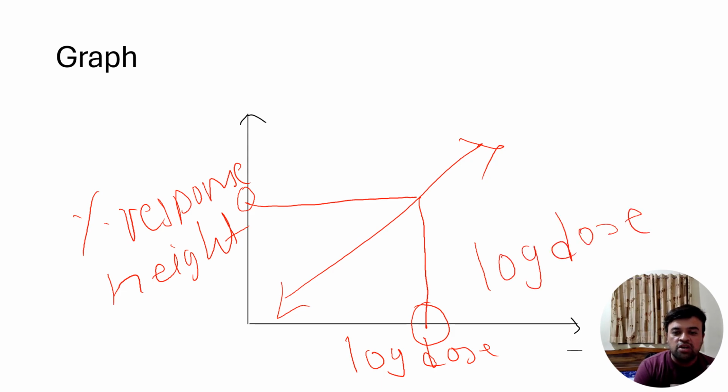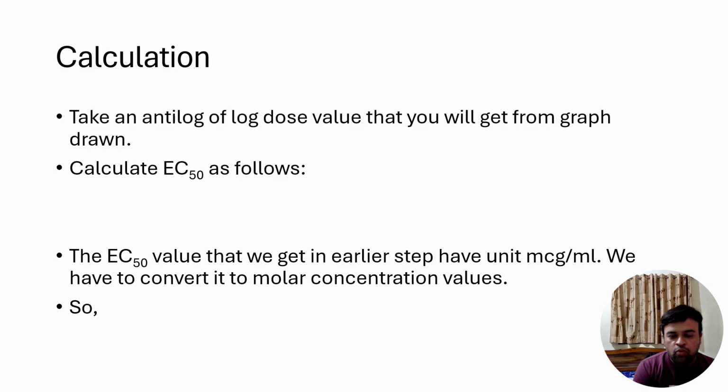So what is to be done now? The actual calculation of the pD2 starts. What to do in this case? You have to take the antilog of the log dose value that you have just got from the graph.